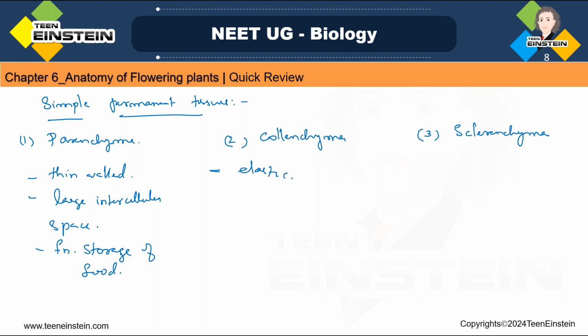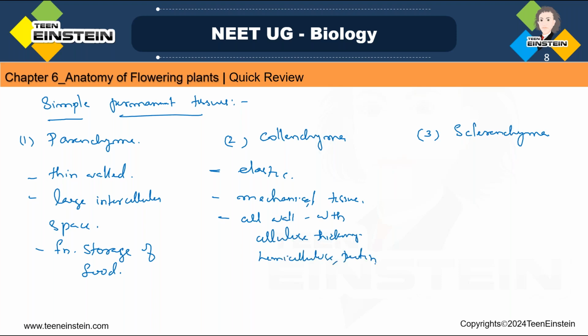Okay, next tissue, that is collenchyma tissue. They are living, and the mechanical tissues we can say. Mechanical means they give some mechanical strength, right? So their cell wall has thickening of cellulose. That's why it is giving the mechanical support, right? Apart from cellulose, they have hemicellulose, then pectin.